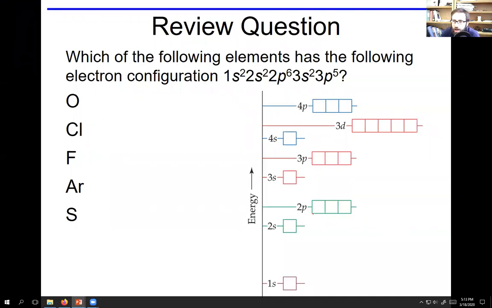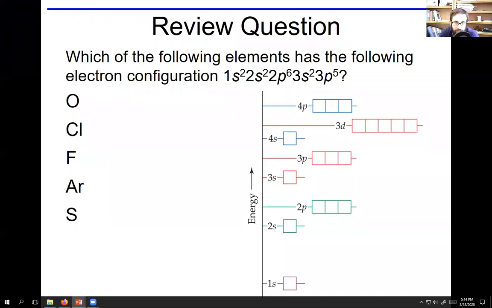Next review question. Which of the following elements has the following electron configuration? So for this one, again, you can pause the video if you like. I would just add up the total amount of electrons. So 2 plus 2 plus 6 plus 2 plus 5. That's going to get us to, what is that, 17? And I believe that's going to be chlorine. And yep, that's chlorine. Just looked at the periodic table to confirm that's chlorine.